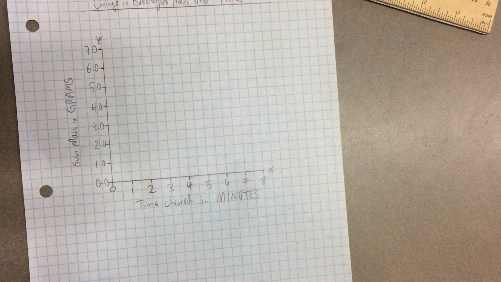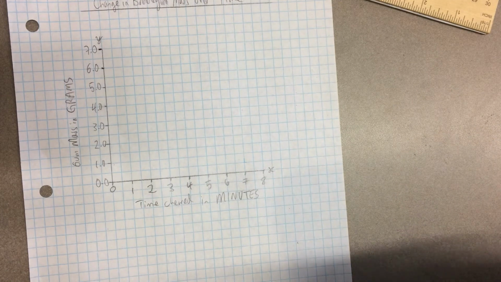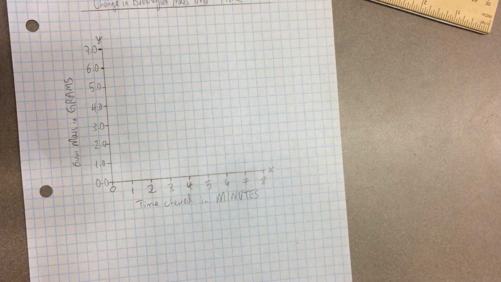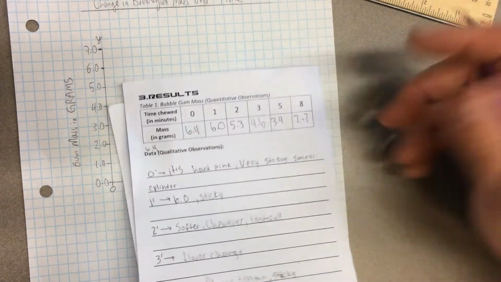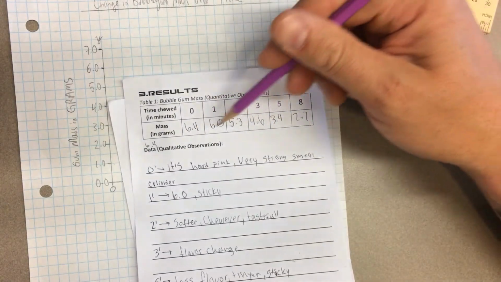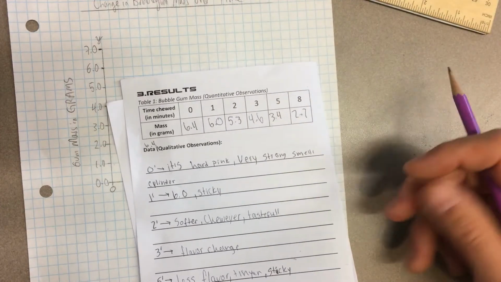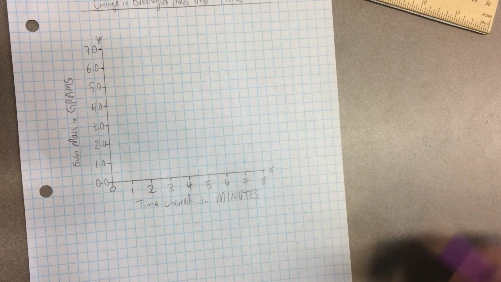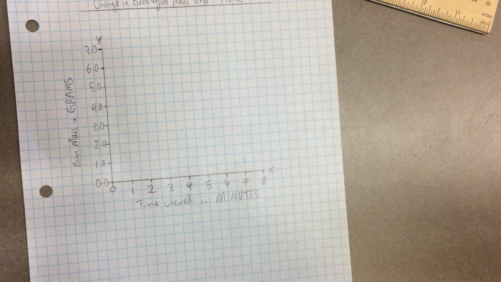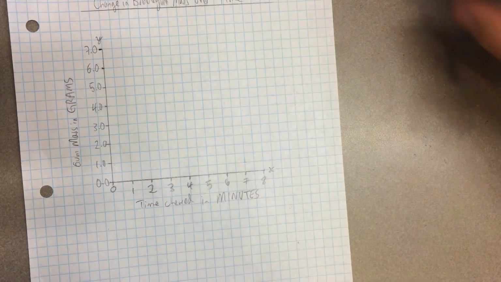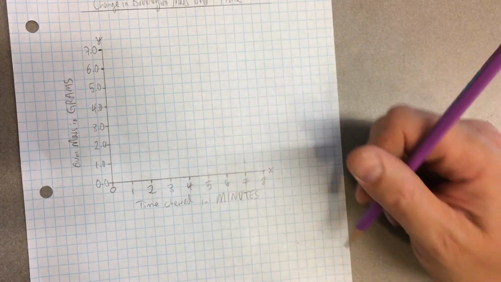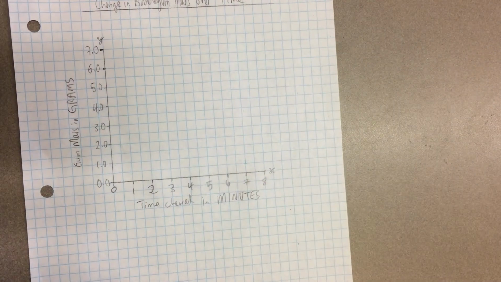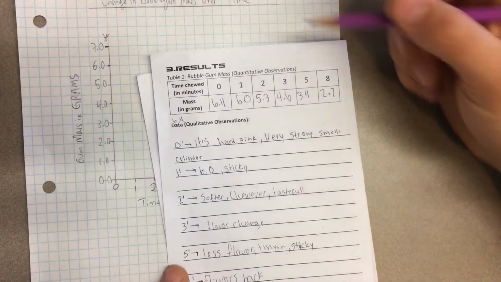So now I've got all the pieces set up. What I've got to do is start plotting my data. So I'm only going to put one set of data on here. I'm just going to do the change in the mass of the gum that I've got here in this data table. Now I can put more than that. If I wanted to put somebody else's data, I could do 2 lines or maybe even 3 or 4 or an average. But for our purposes, I'm just going to put 1 line on here. So let's look at the data again.